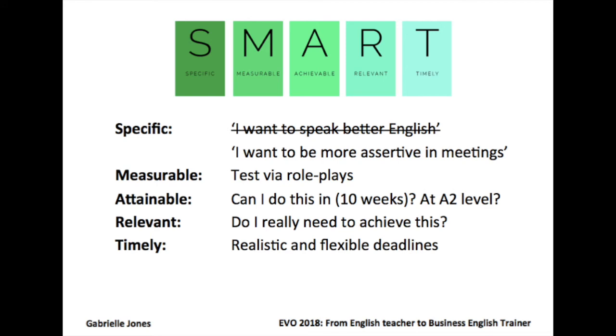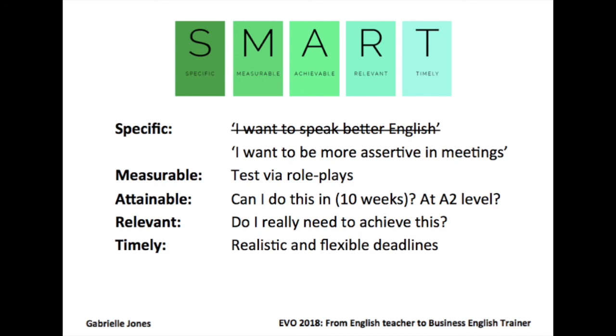And measurable is the next point. You need to set goals where people can actually reflect on their progress and they can see themselves, have they made progress or not. So for example, if people needed to be more assertive in meetings, you could test this via a role play or a simulation. Attainable is, can I really do this? Can I really achieve this particular goal, especially within the time frame constraints that I have and my level? Would I expect somebody to be able to give a perfect presentation at A2 level? Maybe yes, I tend to doubt it. So attainable is, can I really achieve this goal?